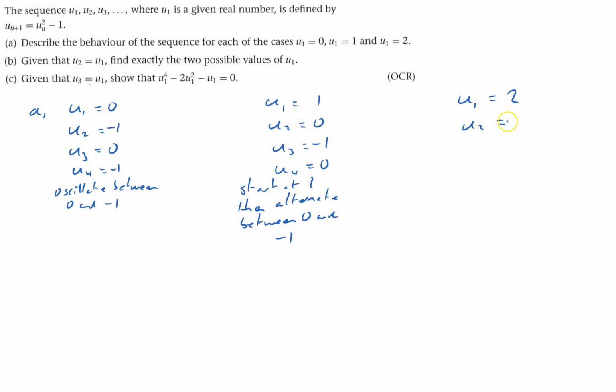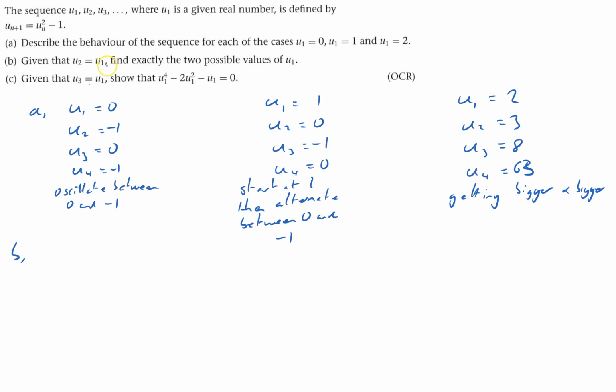Last one, u1 equals 2. So u2, 2 squared is 4, take away 1 is 3. u3, 3 squared is 9, take away 1 is 8. u4, 8 squared is 64, that'll be 63. And this one is getting bigger and bigger, greater and greater.